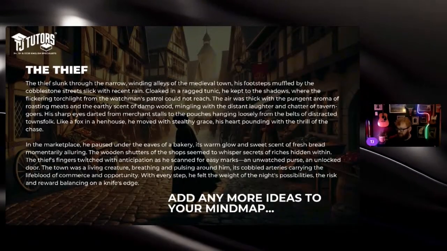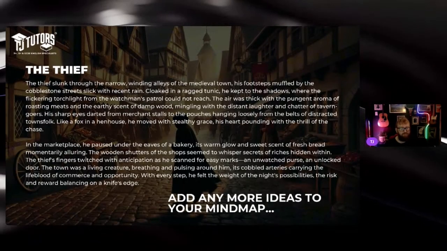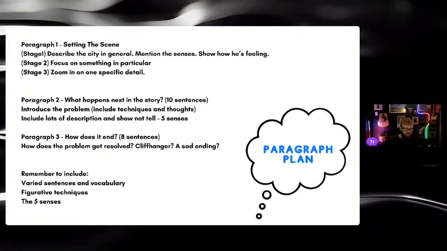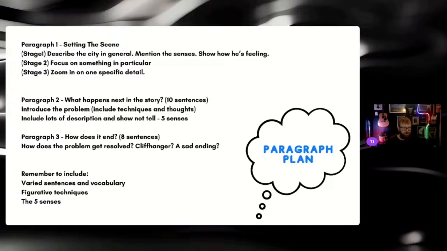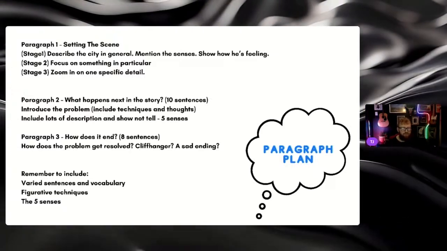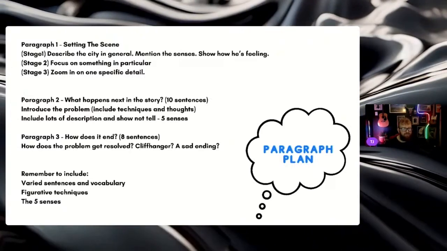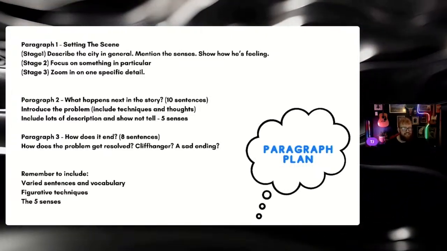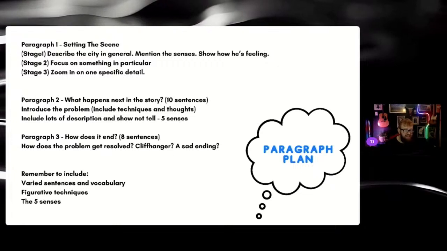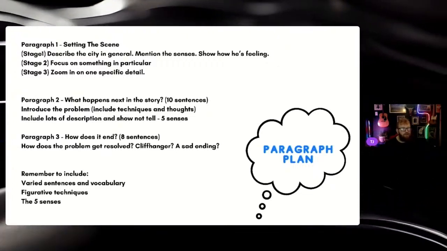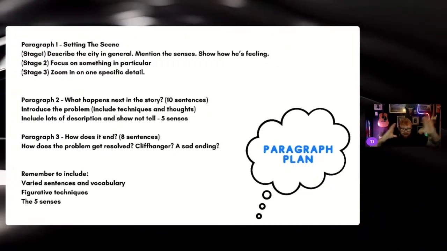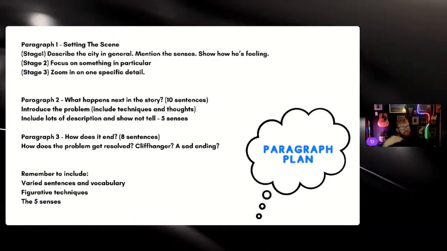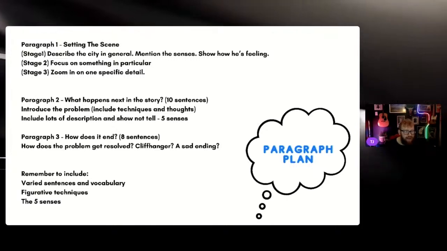Okay, so let's have a little look at what a paragraph plan would look like for this. My example there is just 2 paragraphs, but just to get you thinking here, we want to show how he's feeling. So we want to start by setting that scene. Describe the city in general, mention the senses, show how he's feeling, zoom in on something particular. Focus in on something that's going to get the reader orientated and situated in the story, so they know where they are, and then you can go into the event that happens in paragraph 2.